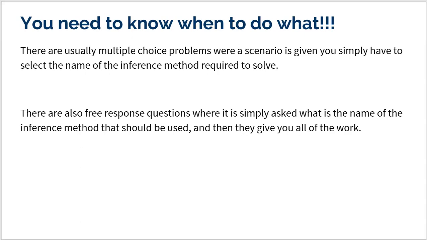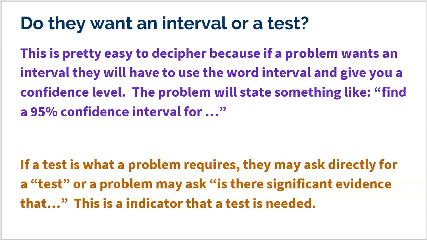But regardless, what I'm trying to get at is that you need to be able to read a problem with no hints, no big title, no flashing lights saying this problem is about proportions. You need to be able to read a problem and know what to do. So let's make sure we understand how you do that. First off, you have to decide, do they want an interval or do they want a test? This is actually pretty easy. Because if a problem wants an interval, they will use the word interval. They will ask you to find an interval and they will give you a confidence level.